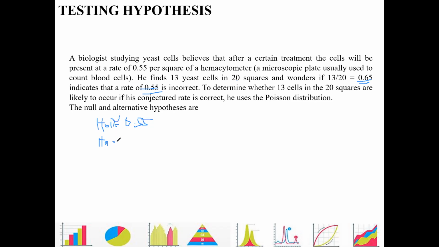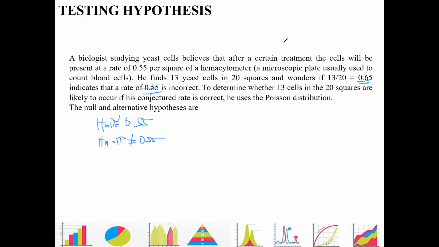Now, the alternative hypothesis is contradicting to the null hypothesis, not equal to 0.55. Or, we can say that kung talagang na-prove niya na talagang mas mataas dapat sa 0.55, we can say that it is greater than. But wala pa naman siyang ganung assumption, so we say that it is a two-tailed test.